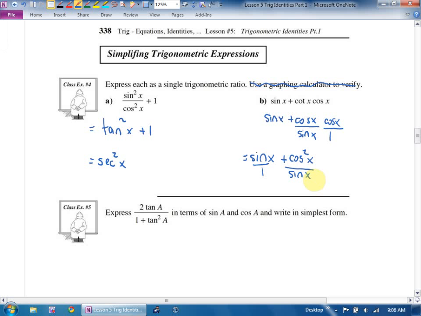How do I add fractions together? I need a common denominator. What's on the bottom of my first fraction? 1. What's on the bottom of my second fraction? Remember I've been joking with you all year about how you suck at fractions, and then you'll notice after Christmas I moved to mediocre at fractions? This is where you're going to get tolerable at fractions. This is where you won't make me gag at fractions. Some of you may even get proficient. I don't know if you'll get good. We need to find a common denominator. What's my common denominator going to be here? Sine x.